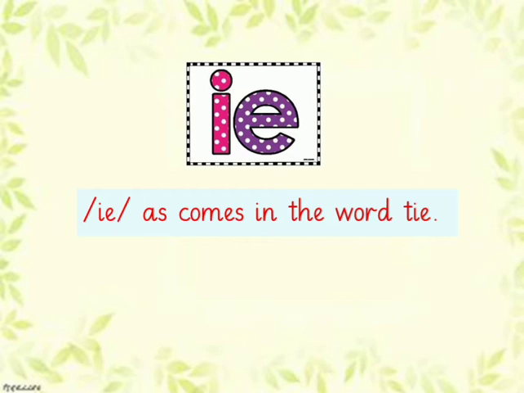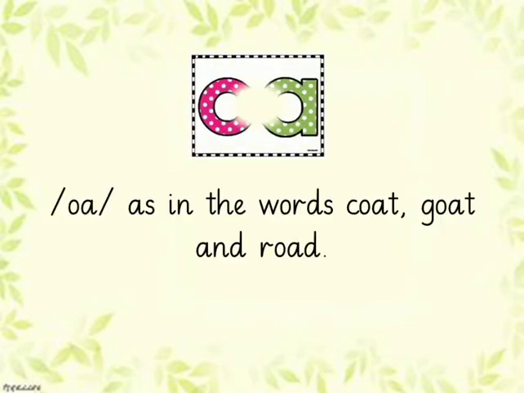I, as in the word tie. Now, call out the words having I sound in them. Pie and lie. Simply splendid. Let's have a look at another digraph.